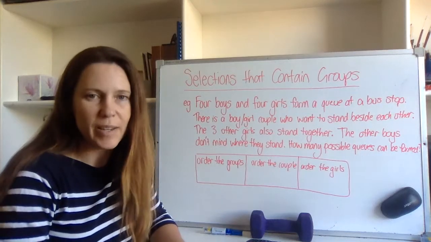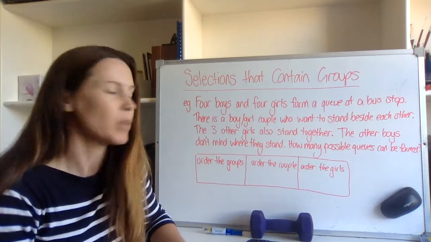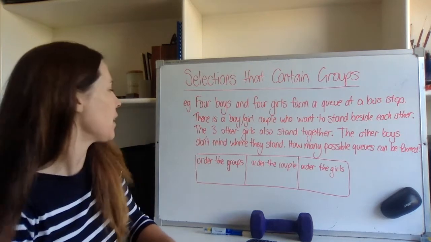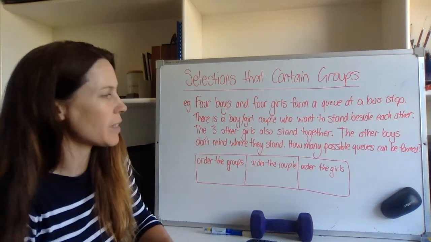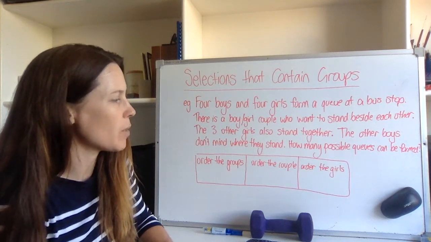So looking at an example, here we've got 4 boys and 4 girls who are forming a queue at a bus stop. There's a boy-girl couple who want to stand beside each other, and the 3 other girls also stand together. The other boys don't mind where they stand. How many possible queues can be formed?